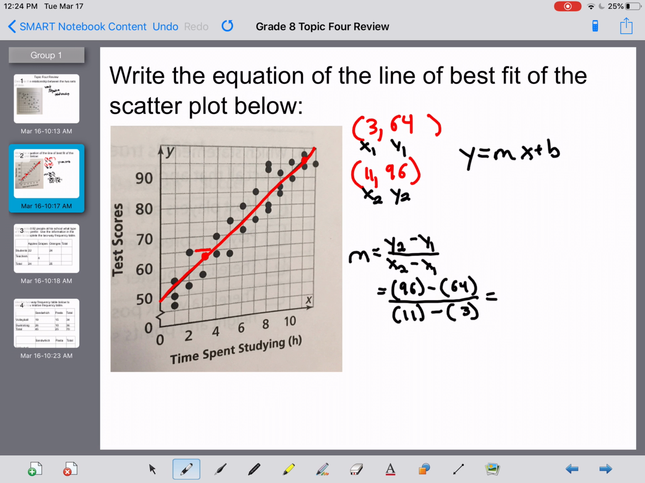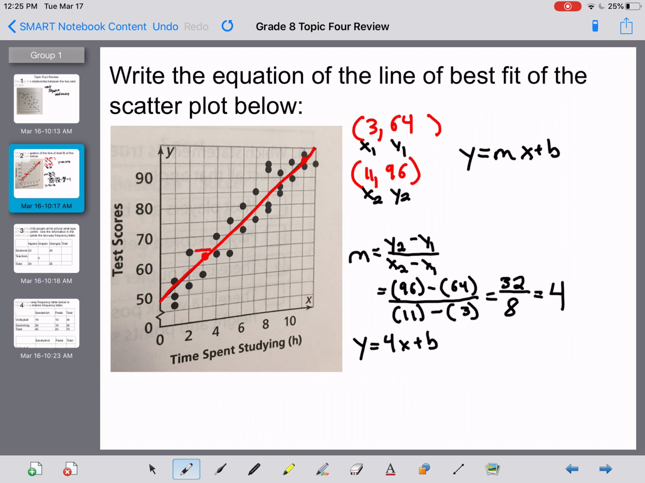96 minus 64 is equal to 32. 11 minus 3 is equal to 8. Now, since I'm doing a line of best fit, I can turn this number into a decimal. Normally I wouldn't, but this time I can. 32 divided by 8 is 4. So that works out well. So my equation is y equals 4x plus b.